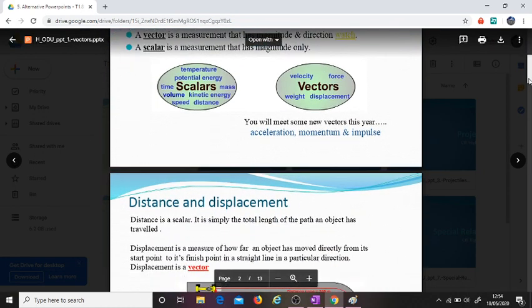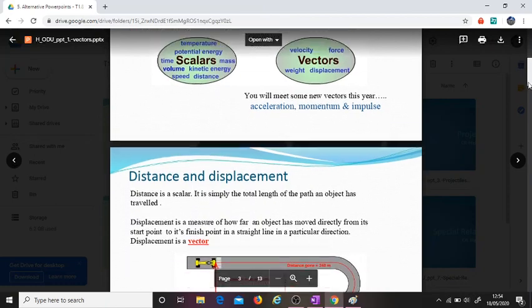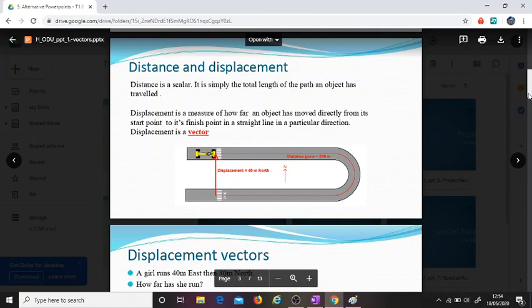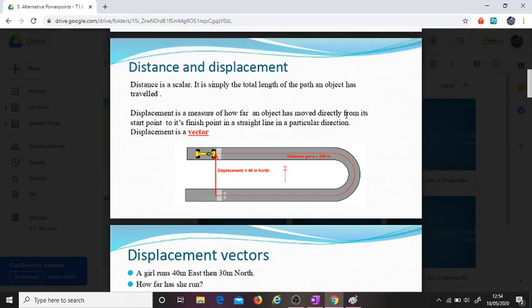Now displacement is a vector, so some of you might have wondered what was the difference between a displacement and a distance. So it's all about the fact that displacement being a vector, it has a direction, whereas distance is just a scalar quantity. So let's look at this example then.